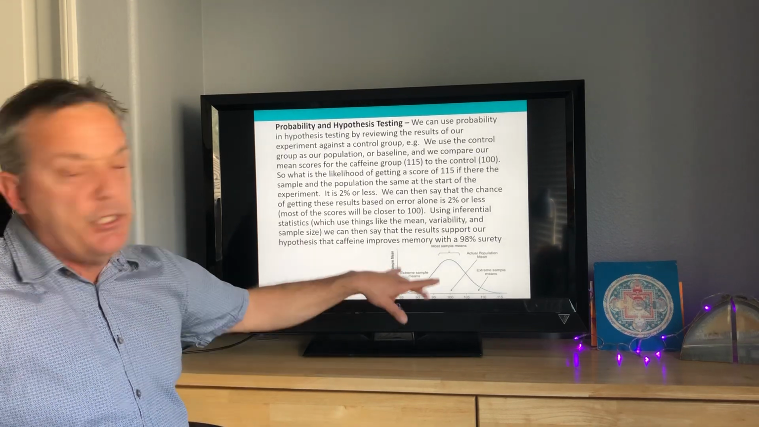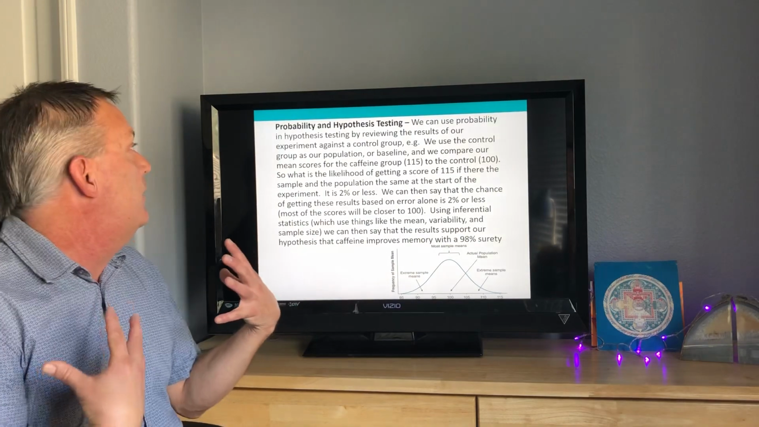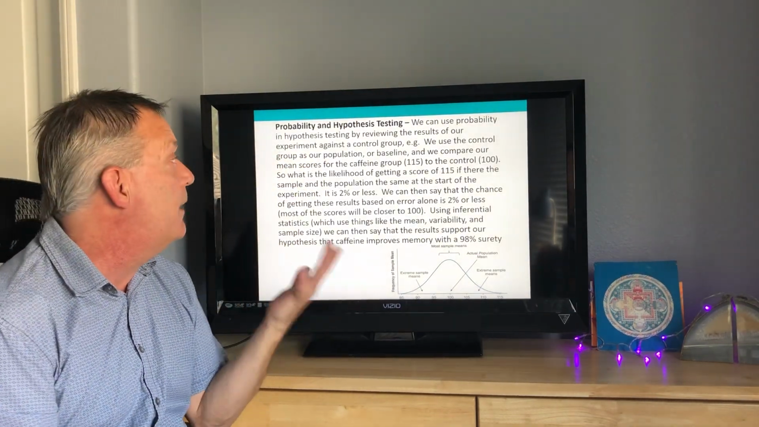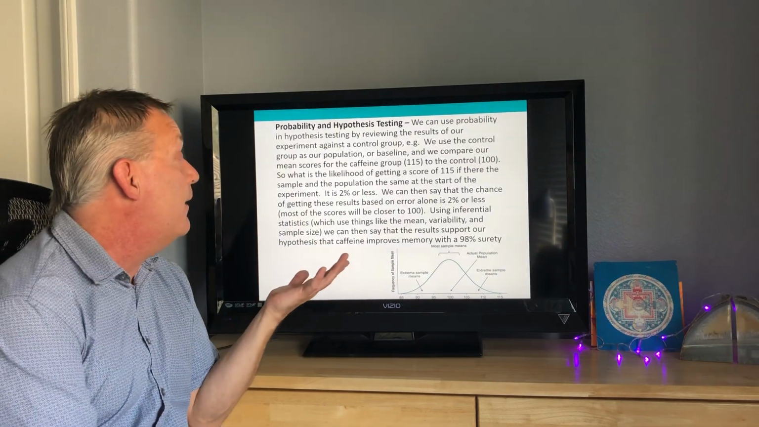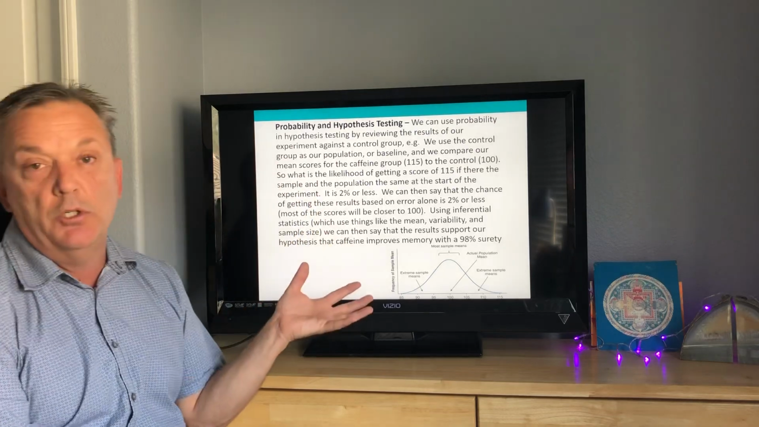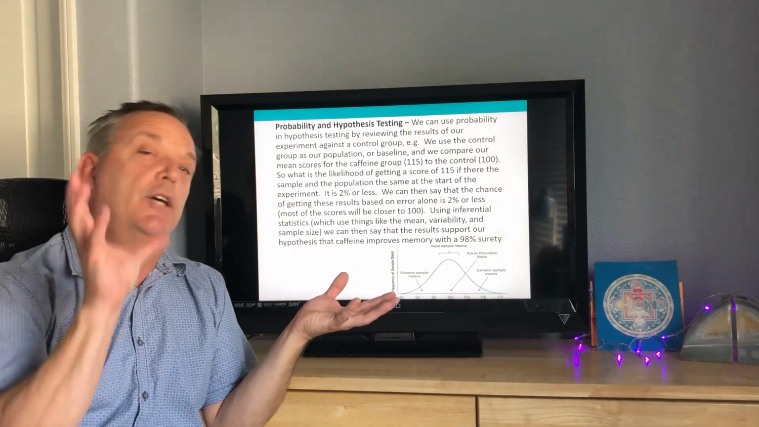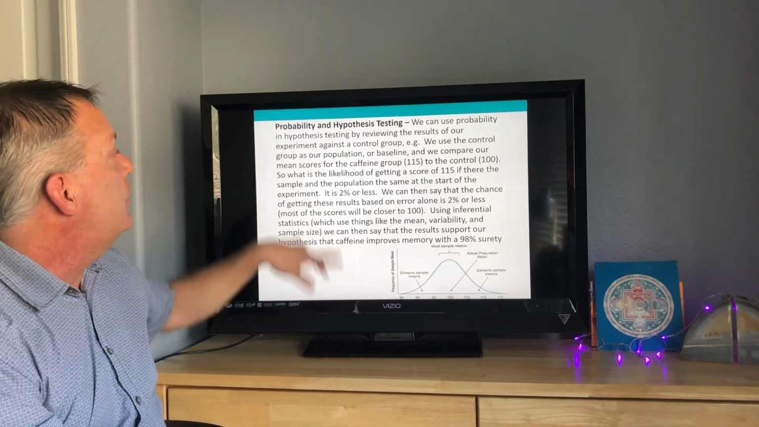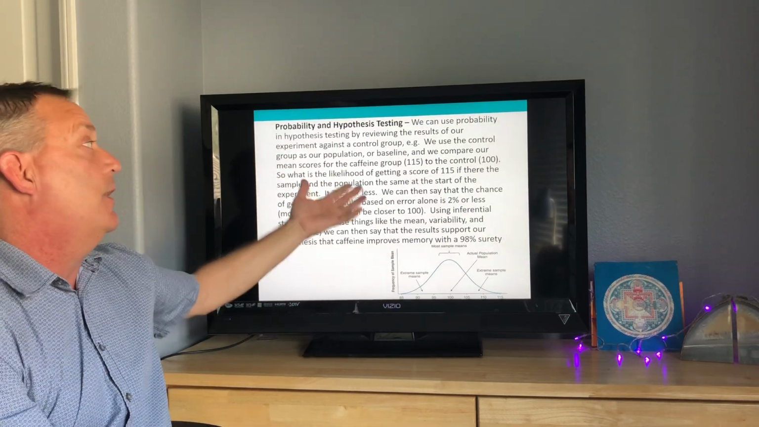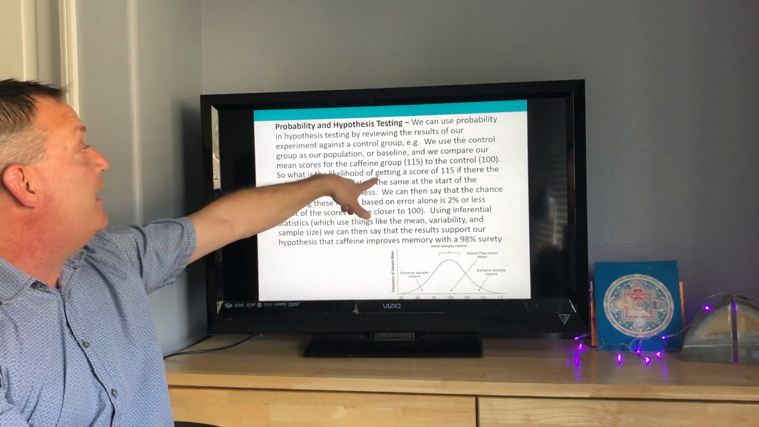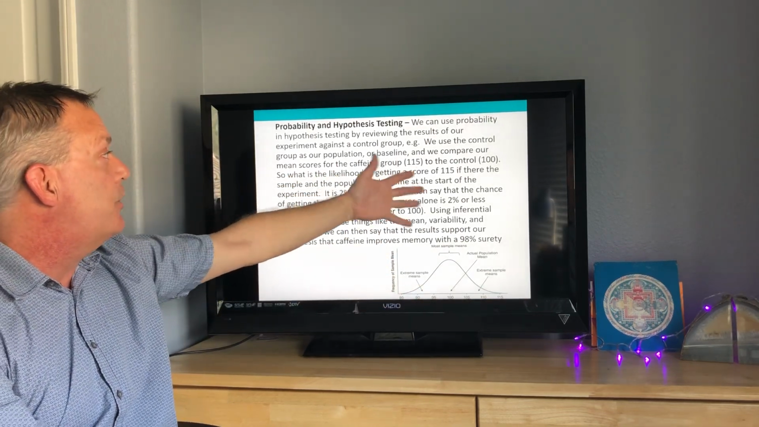So the distribution of sample means also tells us something important in terms of statistics about probability and hypothesis testing. What do I mean by that? We can use probability and hypothesis testing by reviewing the results of our experiment against a control group. So we talked about the caffeine people and the control group, the placebo. We use the control group as our population or baseline, if you will. So this is the control group, the way it looks. And we compare our mean scores for the caffeine group to the control.